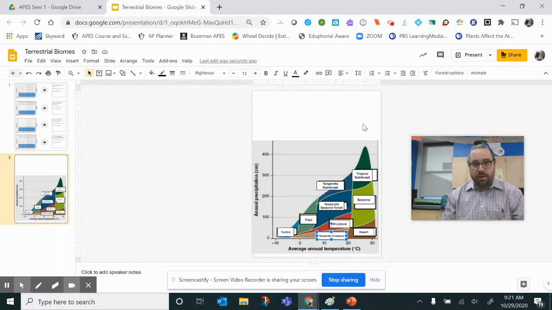That's a temperate grassland. So I hope this helped. And if you study this guy and study your climate diagrams, you'll be able to ace those questions on the exam.